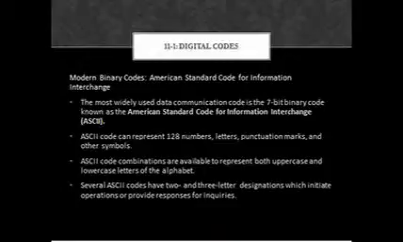The first section is the American Standard Code for Information Interchange. The most widely used data communication code is the 7-bit binary code known as the American Standard Code for Information Interchange, or ASCII, which represents 128 numbers, letters, punctuation marks, and other symbols. With ASCII, a sufficient number of code combinations is available to represent both uppercase and lowercase letters of the alphabet.